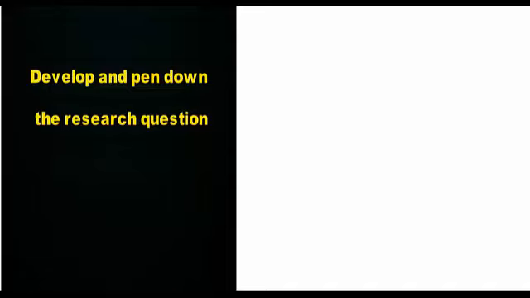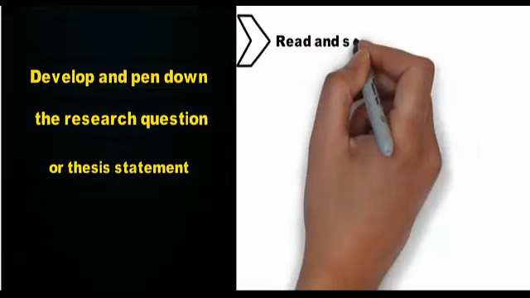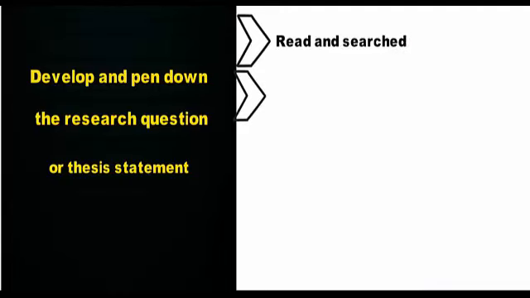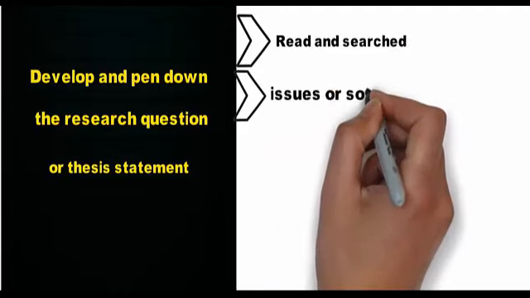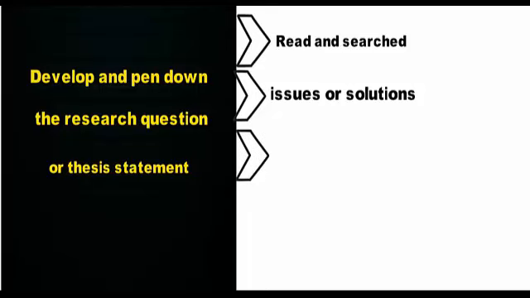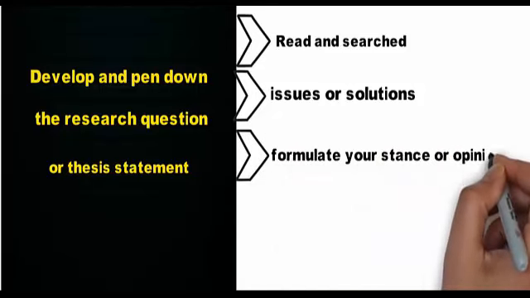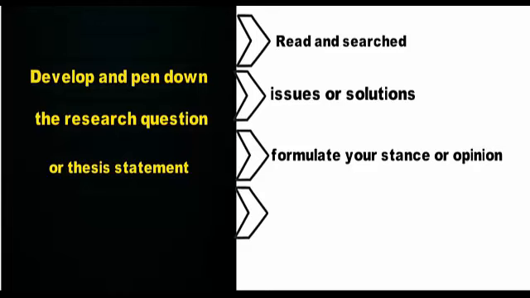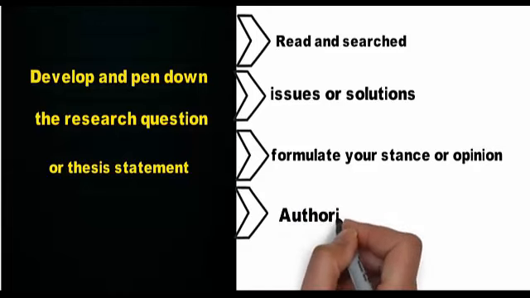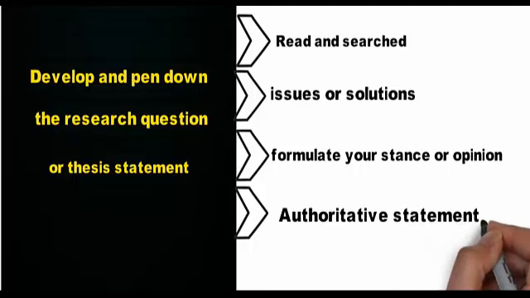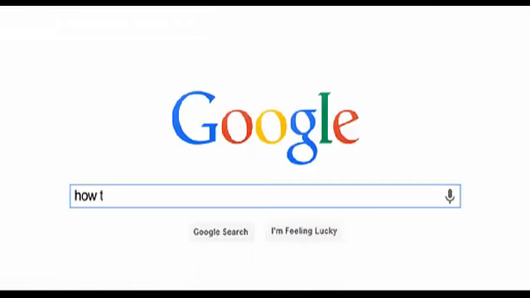Step 3. Develop and pen down the research question or thesis statement. Think about the things you've read and searched, and the issues or solutions that have been found by other people, and then formulate your stance or opinion on the issue. Write out your position or opinion as an authoritative statement. You may conduct more detailed research at this point and look for more sources that are more relevant to your research question or thesis.